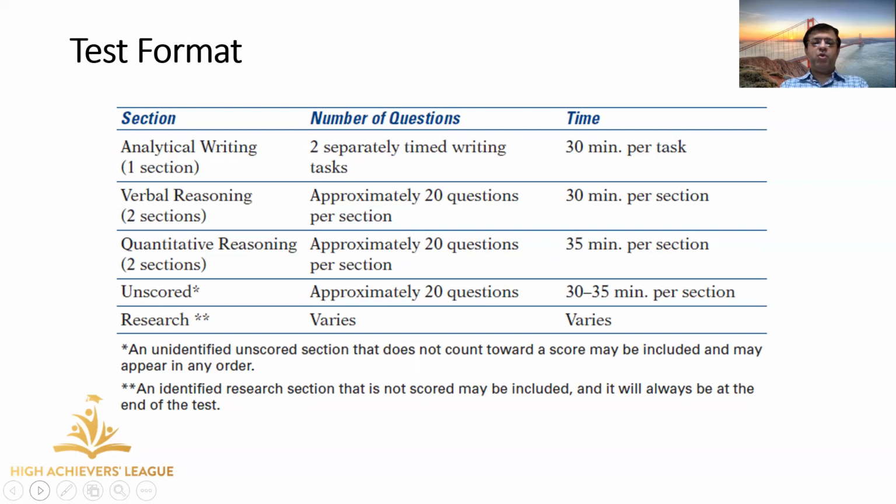All right, sometimes what ETS does is they may give an identified research section that is not scored. It may be included, so it's not necessary it will be included, but it may be. And it always comes, if it comes, at the end of the test. So if you get this kind of section, the number of questions may vary, time may vary, but it will always come at the end. It will be an identified research section. You will know that it wouldn't be scored, so don't worry about it.